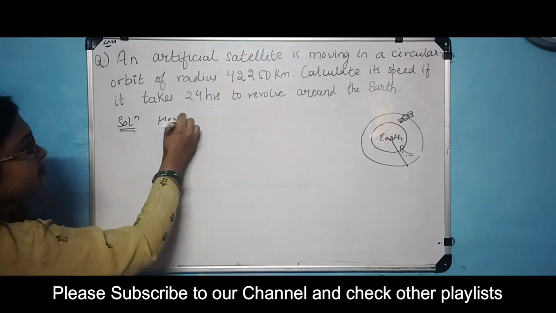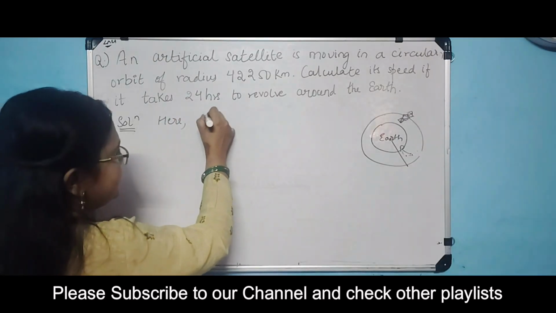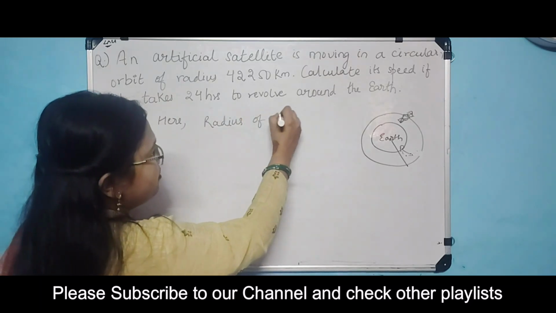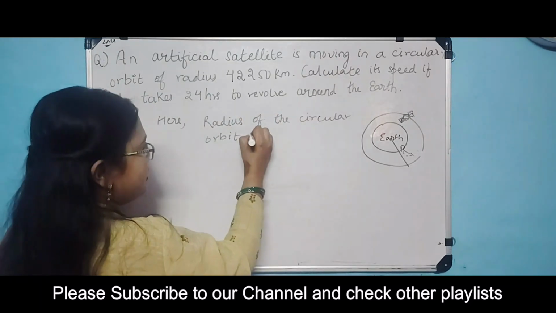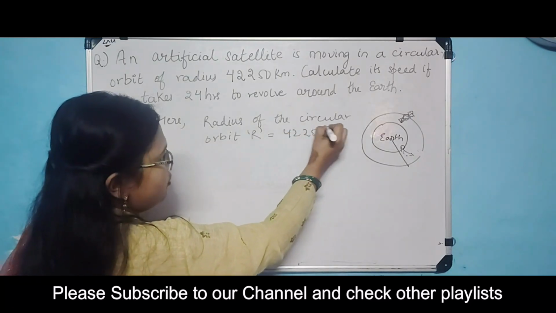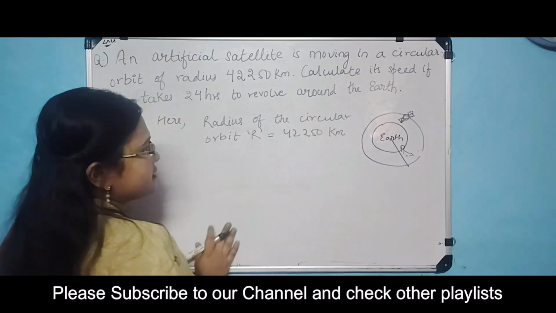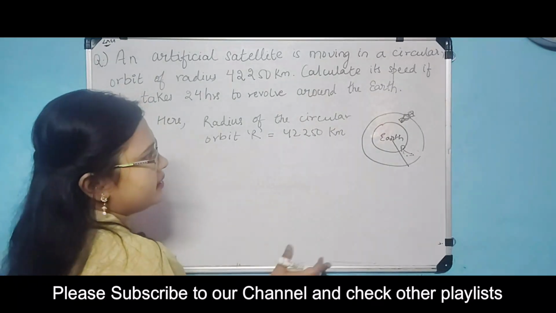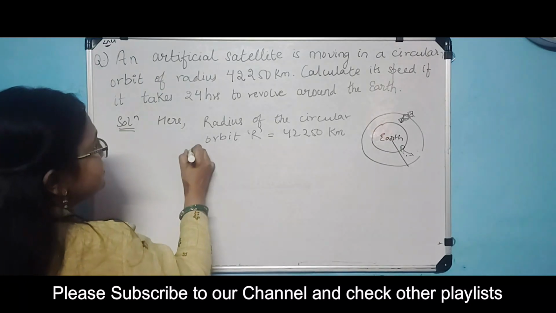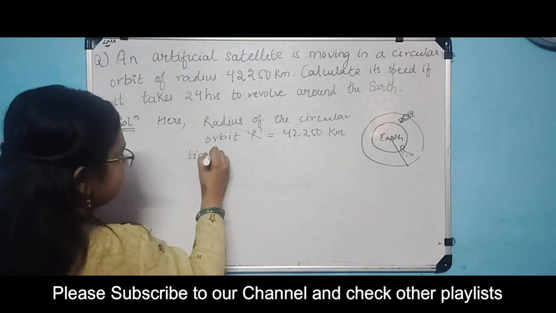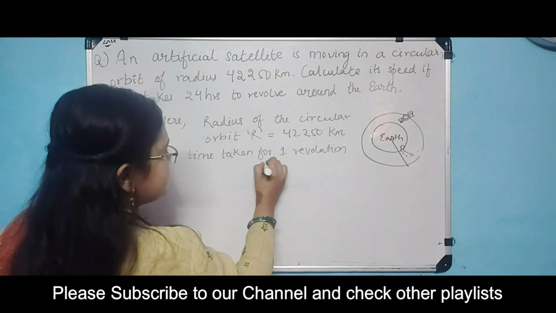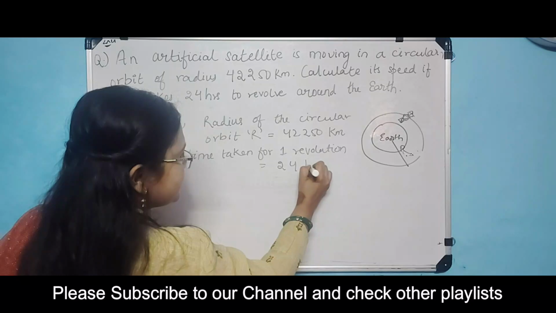Here the radius of the circular orbit r is given as 42,250 kilometers. Kilometers because this is a macro object, obviously very large, so we will solve it in kilometers. And the time taken for one revolution is 24 hours. So let it be in 24 hours.